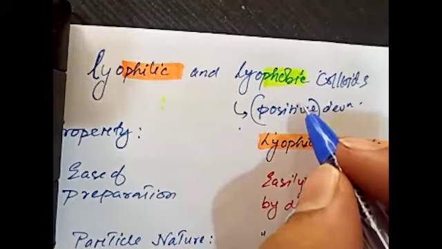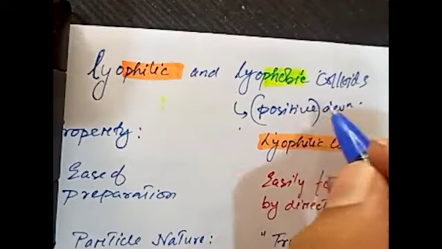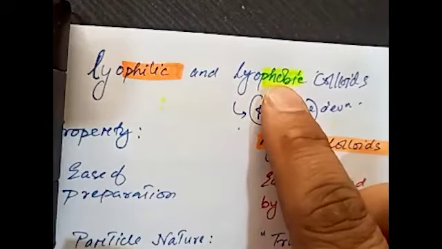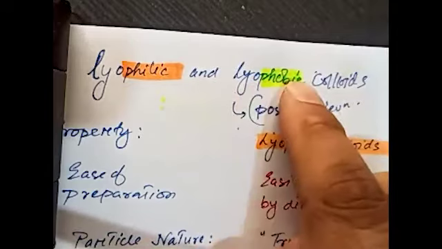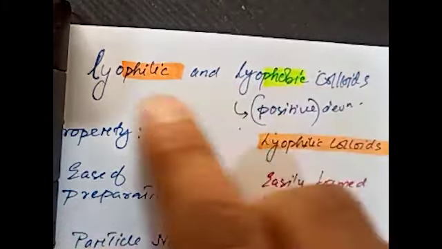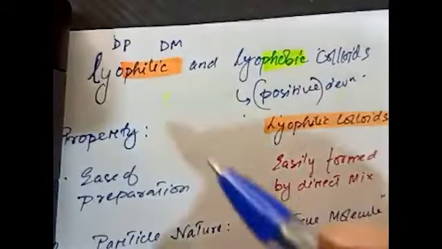Solute and solvent particles do not like each other. From the word phobic, it is more clear: the colloid or solute particles and solvent particles don't like each other. Lyophobic means the dispersed phase and the dispersion medium hate each other. And here, in lyophilic, the dispersed phase and the dispersion medium love each other.